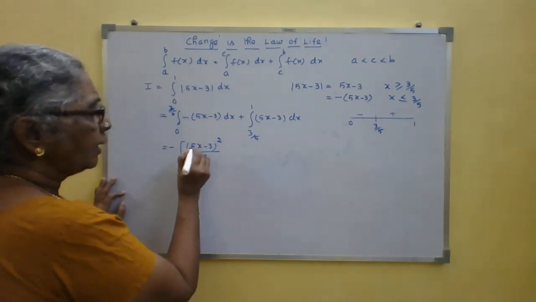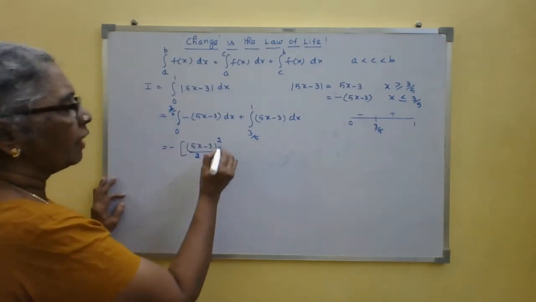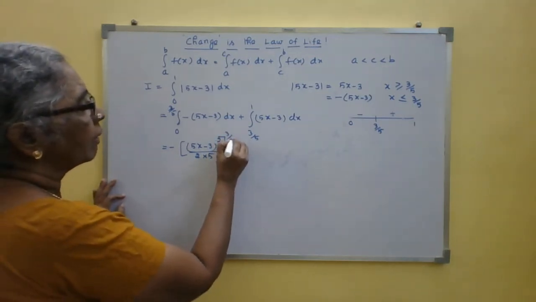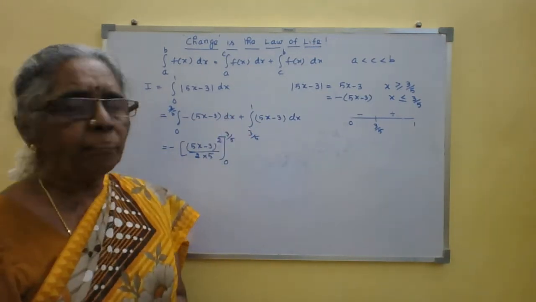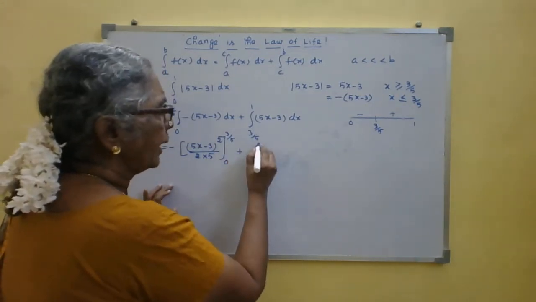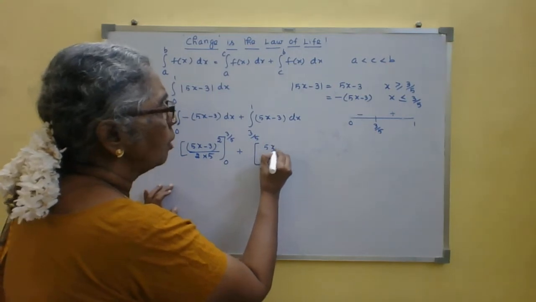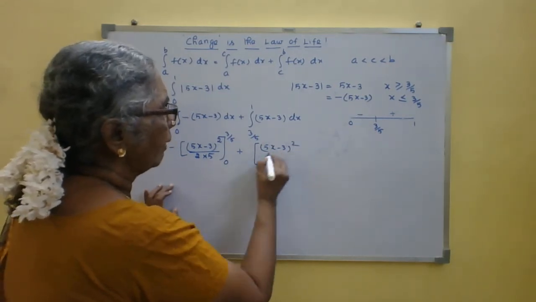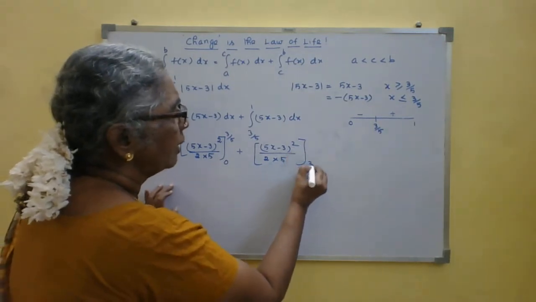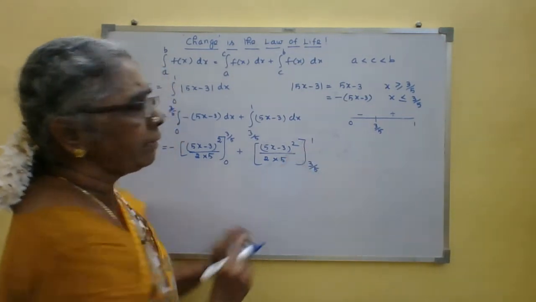Then don't forget you have to put that coefficient of x also here. Then write the lower limit, write the upper limit here. Okay. Now let us come to this one. It's a plus already, so the integration is the same here also. So no change. I can write it like this, 1 by 2, then into 5, that coefficient. Now the limits are 3 by 5 and 1.